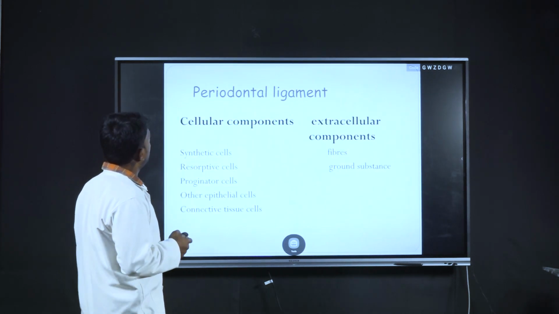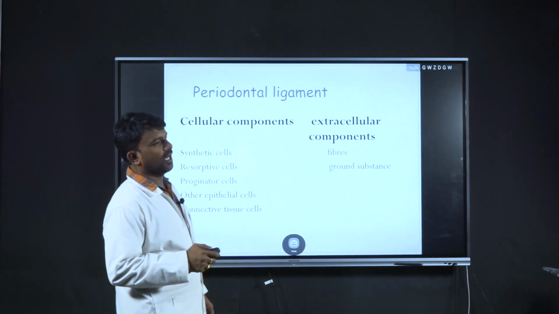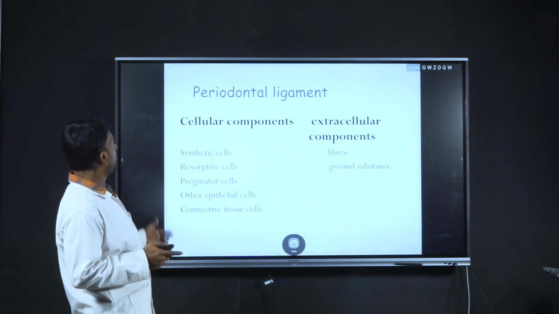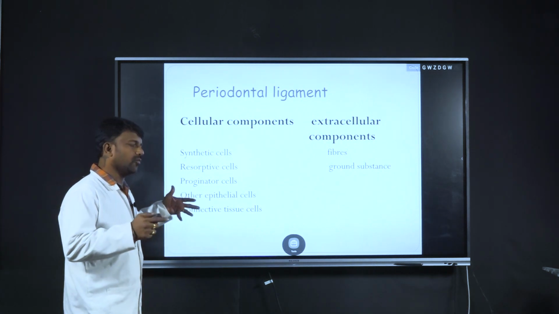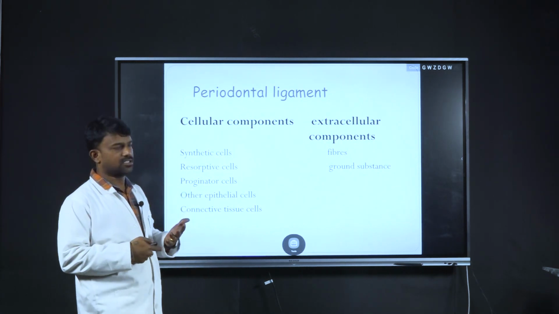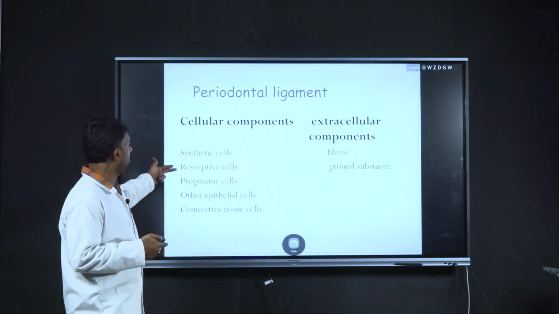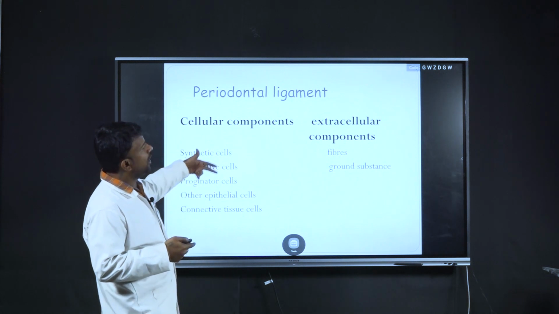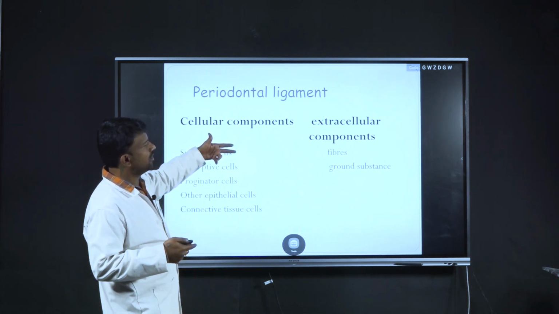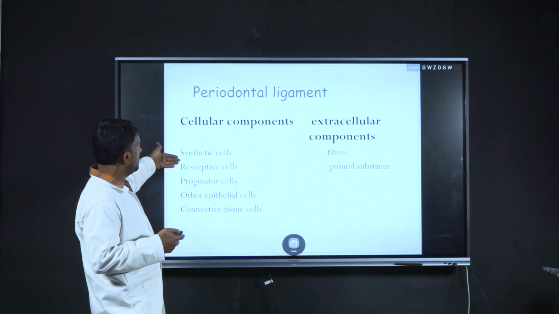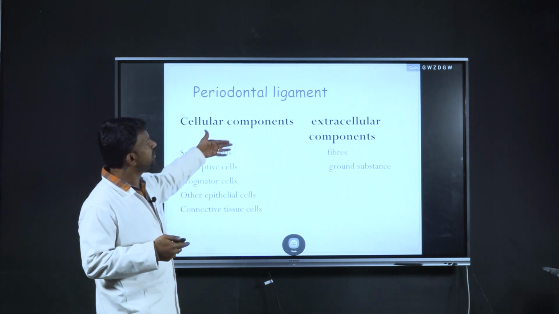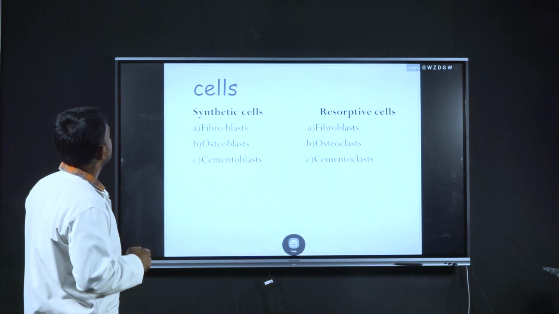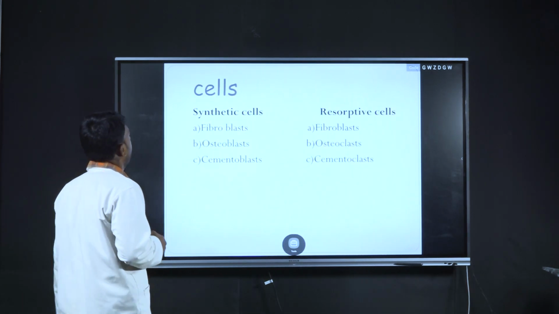So what are the components of periodontal ligament? Periodontal ligament has cellular components and extracellular components. The cellular components form the tissue, forming the collagen and destroying the collagen. These are synthetic cells, resorptive cells, progenitor cells, epithelial cells, and connective tissue cells. The extracellular components are fibers, which are formed by these synthetic cells and progenitor cells, and the ground substance, which is the extracellular matrix.